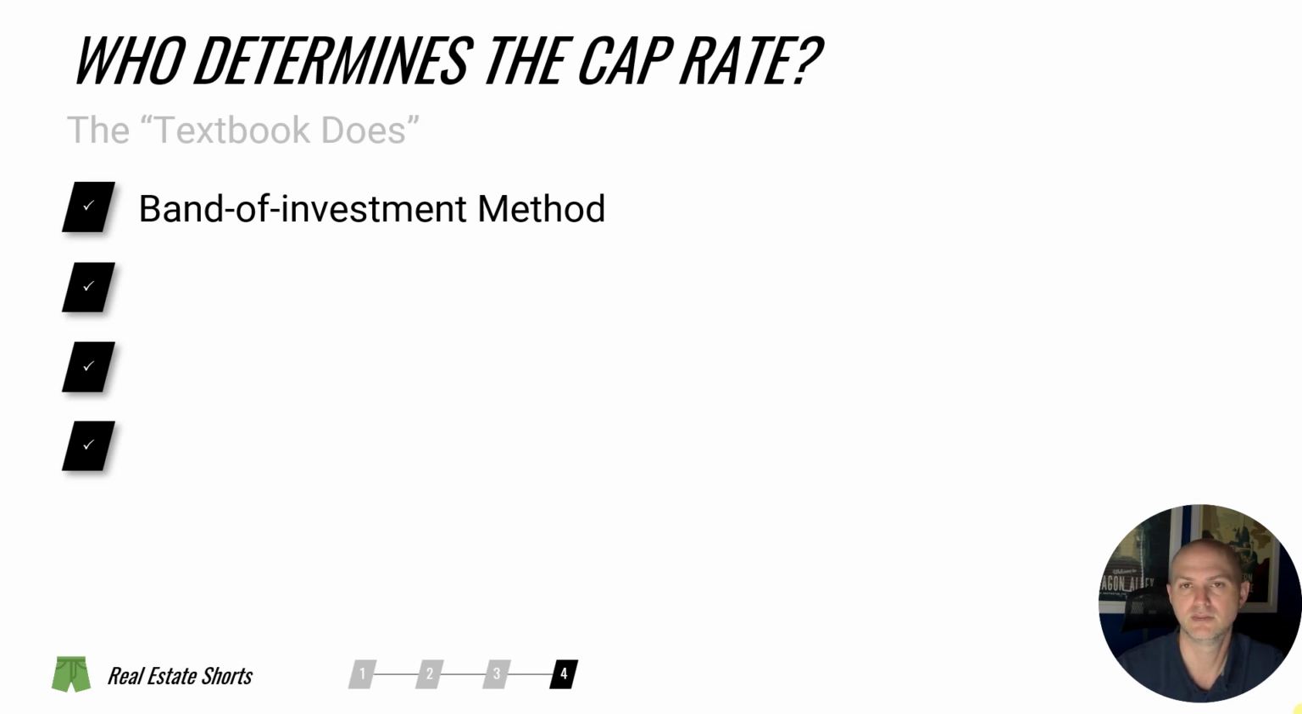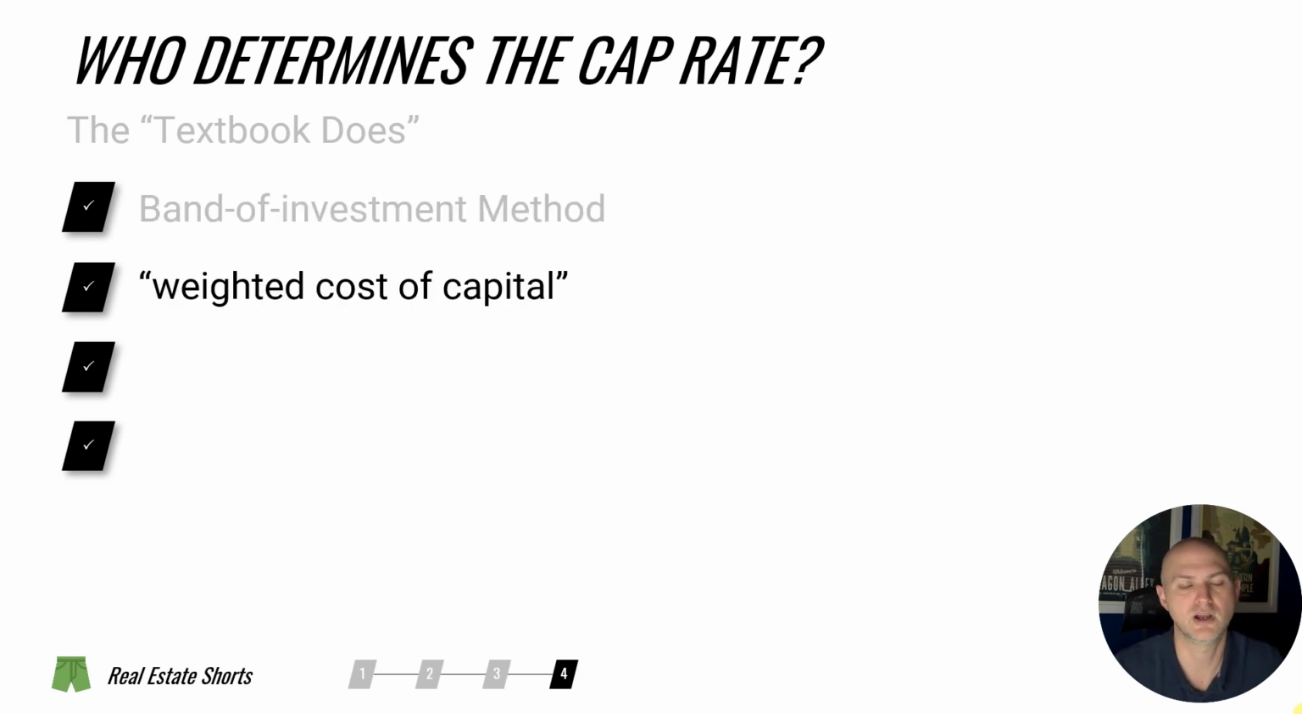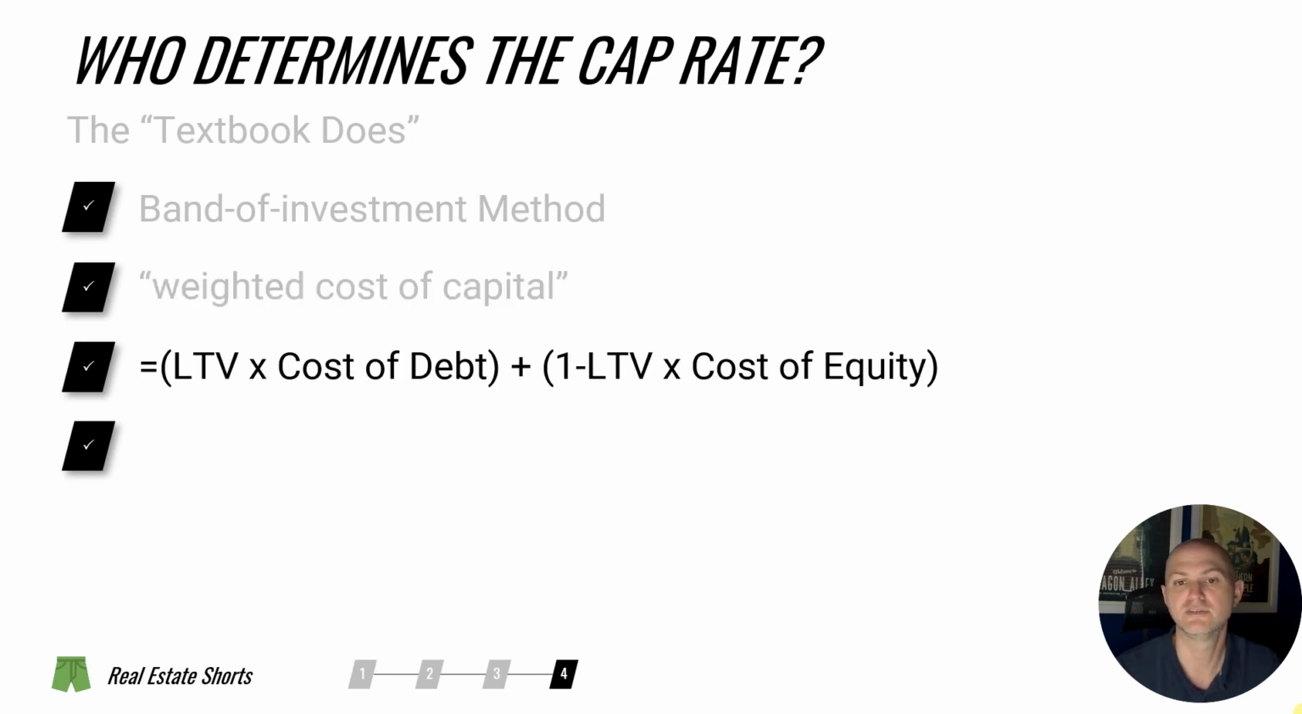The last one is the academic perspective, the textbook perspective. And so the name or the phrase that's given to this textbook approach is the band of investment method. And this is really just another fancy way of describing a weighted average cost of capital. So you'll typically see a formula that looks something like this, where we take a look at the cost of debt and how much debt you're borrowing relative to the cost of equity and how much equity you had to contribute. And what is that weighted cost between the two?